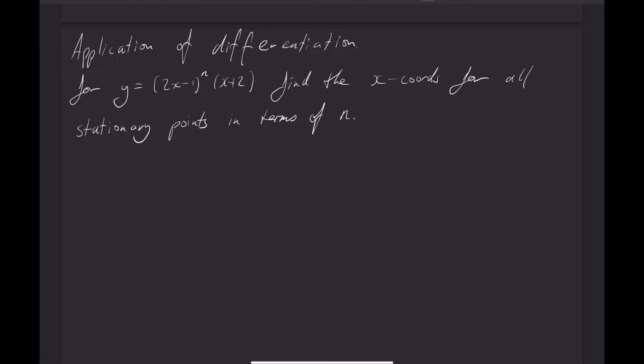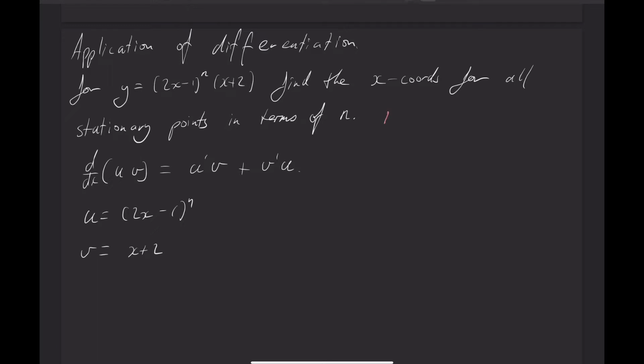Okay, so we're asked to be doing differentiation. We want a stationary point, so we're going to differentiate this function. We have the product of two functions. To differentiate the product of two functions, it is the derivative of one times the other, plus the derivative of the other times the first one. So let's define our functions: u is (2x minus 1) to the n, and v is x plus 2.